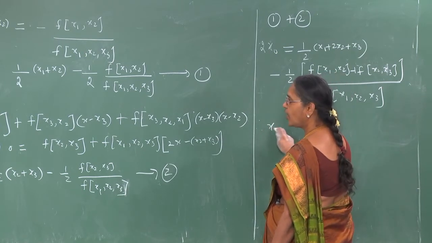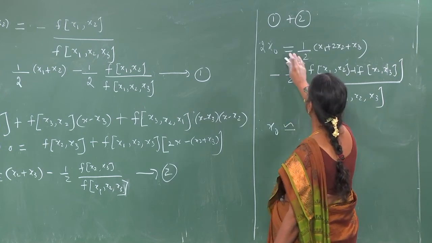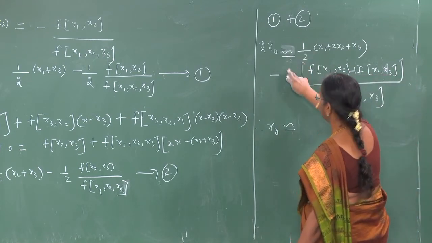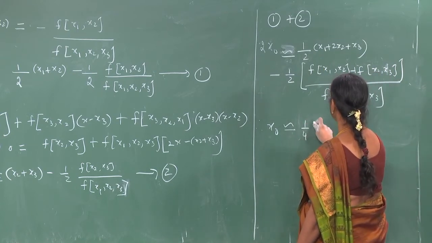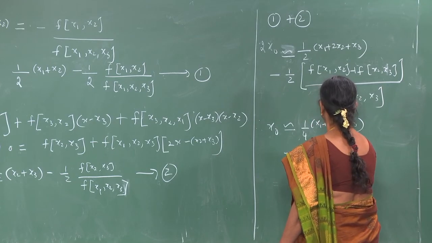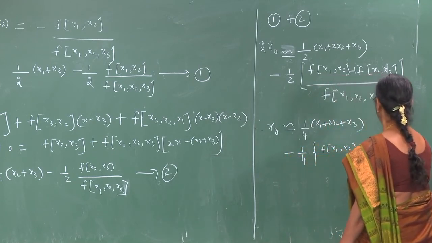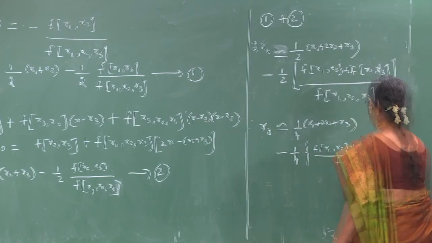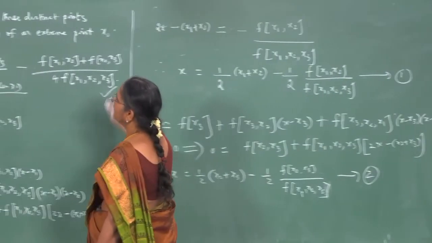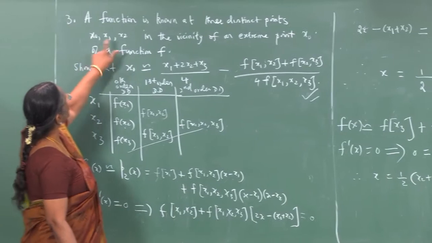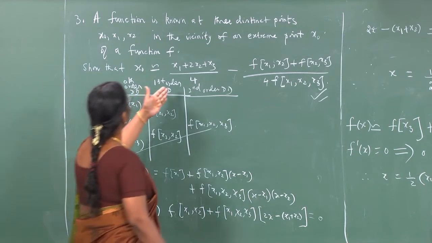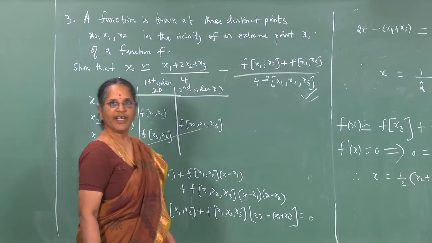And therefore, x naught will be given by, of course, this is an approximation. So, I shall denote it as this. So, x naught is approximately 1/4 times (x1 plus 2x2 plus x3) minus 1/4 times (f of x1, x2 plus f of x2, x3) divided by f of x1, x2, x3. And that is what we have to show, that if a function is known at 3 distinct points in the vicinity of an extreme point x naught, then x naught can be approximated by the value on the right hand side, and that is what we have shown.